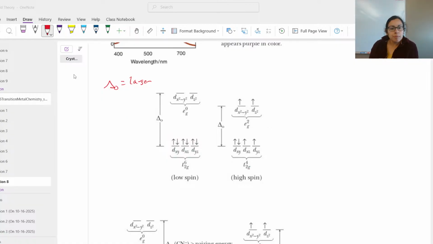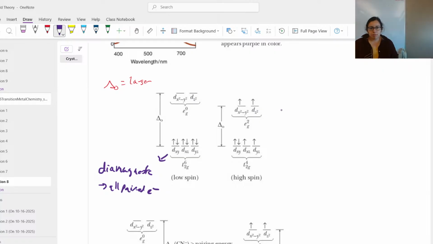How do I know? Some of that could be as simple as, in this case, our low spin complex is diamagnetic. And remember, that just means we have all paired electrons. Versus if we had made a high spin complex, this would be paramagnetic.